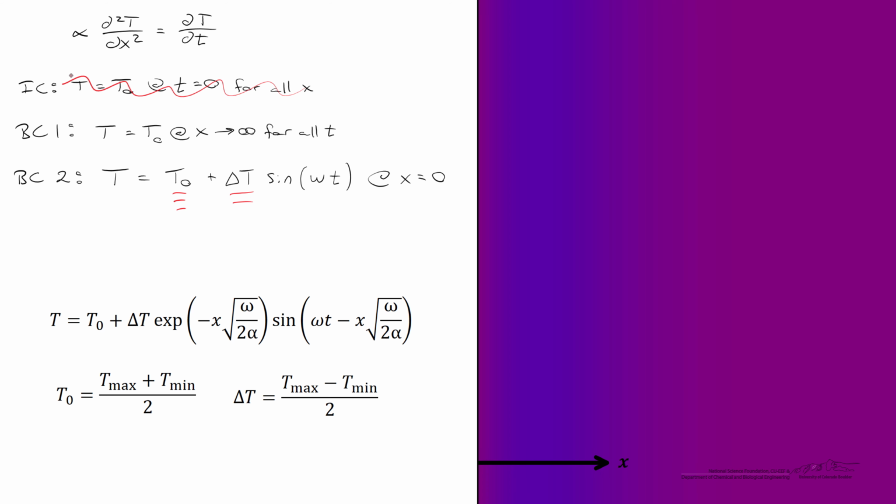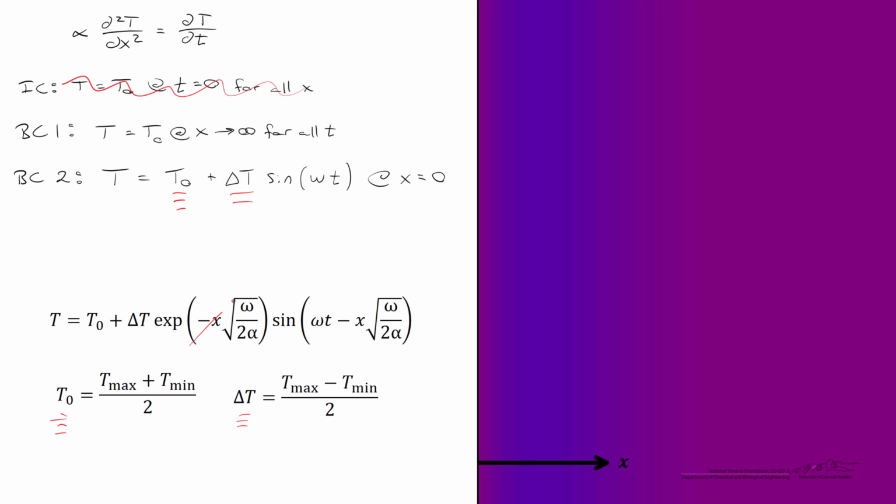But we do have two boundary conditions. The first of which, again, is that T is equal to T0 deep into the solid, and the second boundary condition is a sinusoidal oscillation. It oscillates about the average temperature between the maximum and minimum, and then delta T is the difference between the temperatures divided by 2.